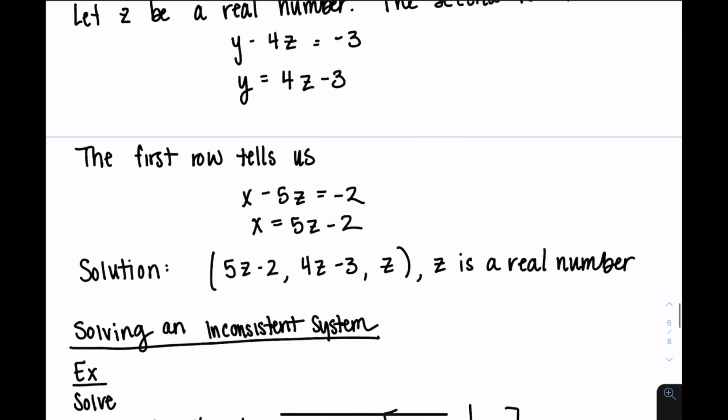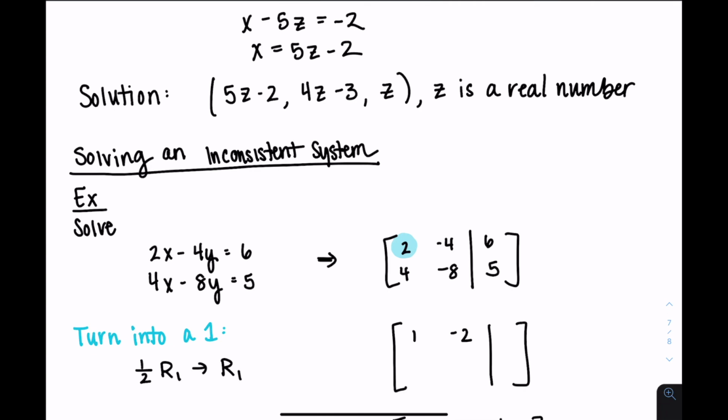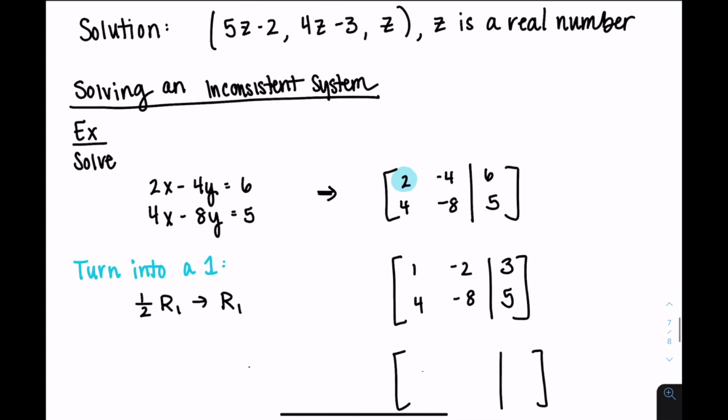Okay. The last thing we're going to do is work on solving an inconsistent system. So that's going to be when there's no solution. So let's go ahead and solve this one by using matrices. So we want to turn it into a matrix, pull off all of those coefficients of each in that specific order. Same process, we're going to turn this into a 1, and we're going to do that by just taking every piece in row 1 and dividing it by 2. So that's going to give me 1, -2, 3, and then we have not touched the second row.